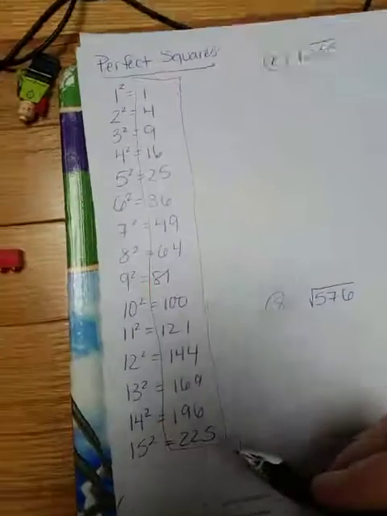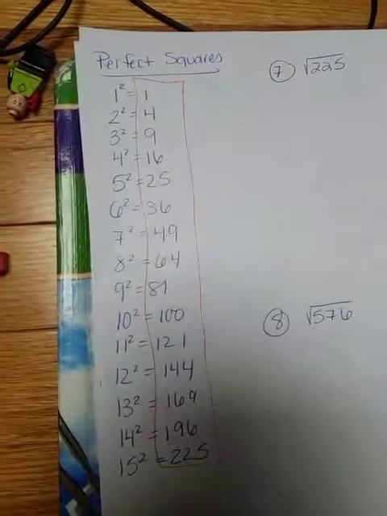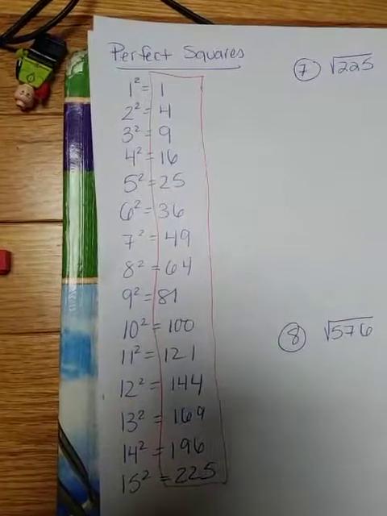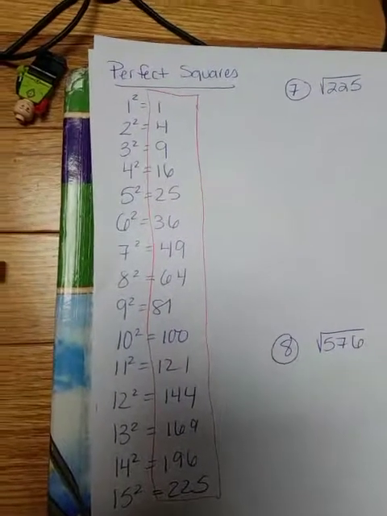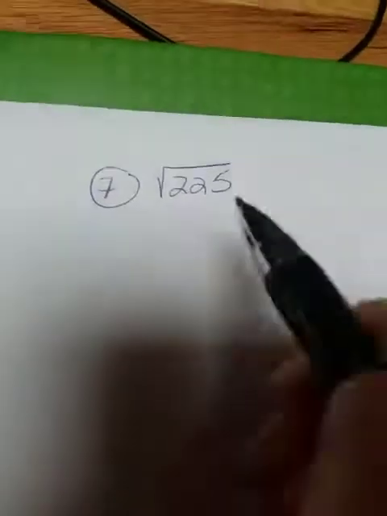I stopped at 15, but I can go up to 1,000, 1,000,000, which wouldn't even make sense, but I can square any number that's a whole number, or actually an integer, and get a perfect square. We're not going to get into negatives at the moment. Okay, let's look at number 7.